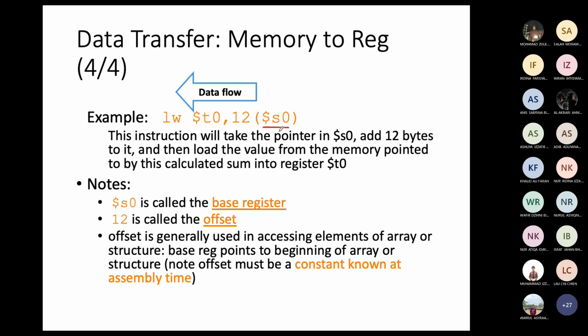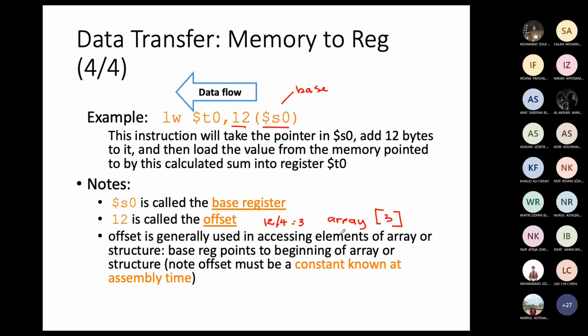$S0 is the base register, added with offset 12. Offset 12 here means 12 divided by 4, which is equivalent to 3. So if your array index is 3, it is the fourth cell in your array.